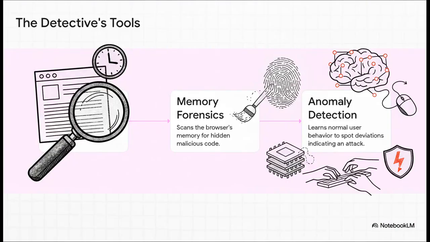Okay, let's break this down. First, it's doing what's called runtime monitoring, which means it's constantly checking the web page for any weird, unauthorized changes. Second, it uses memory forensics. This is so cool. It's like dusting for digital fingerprints right inside the browser's memory to find hidden bits of malicious code. And third, it uses AI for anomaly detection. It actually learns your normal patterns, how you type, the way you move your mouse, and it instantly flags any behavior that doesn't look like you.